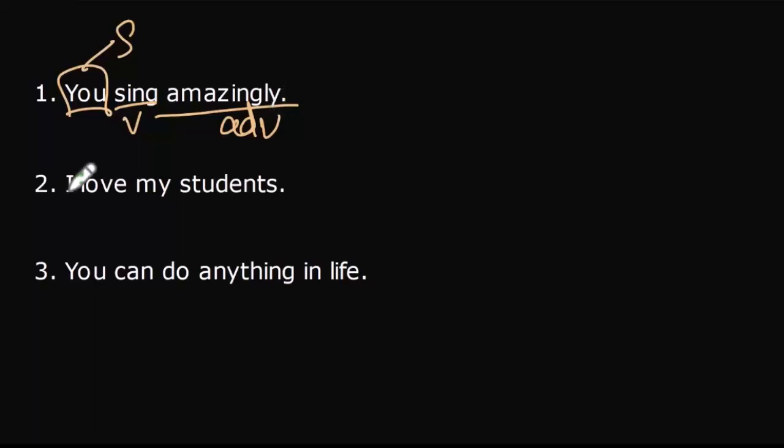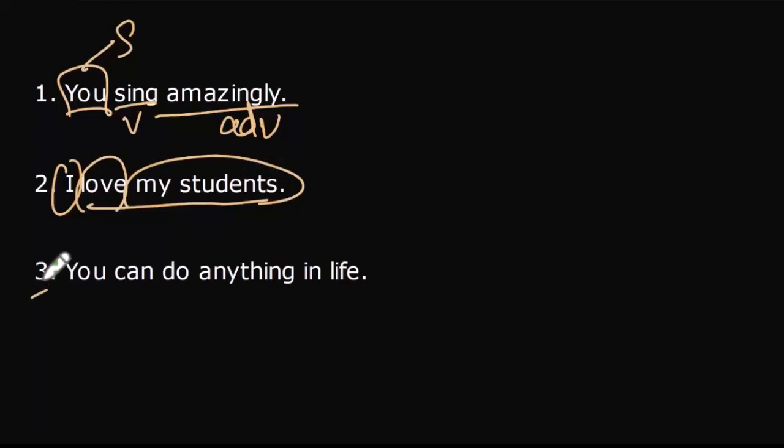Second example, I love my students. I love my students. Just one clause, one independent clause. I is the subject, love my students is the predicate, right? I is the subject, love is the verb, love what? My students, object. Simple sentence.